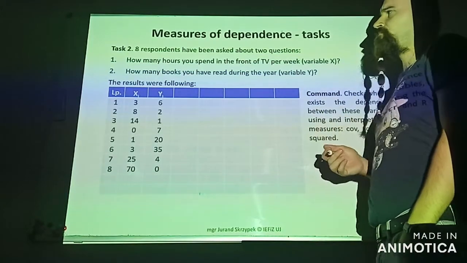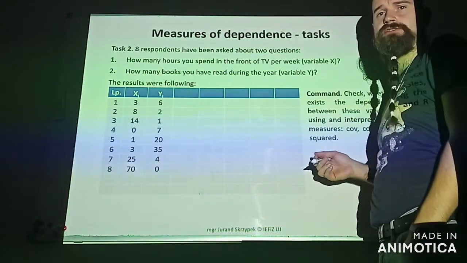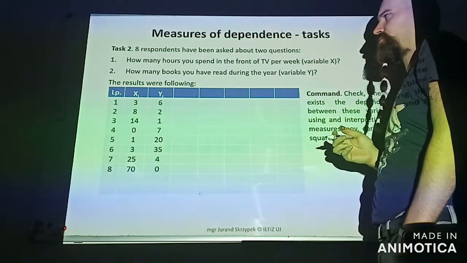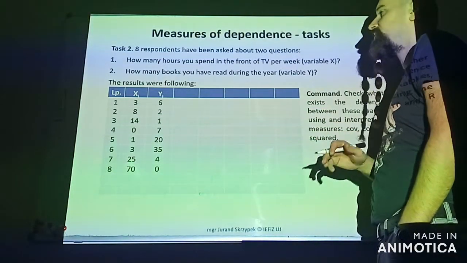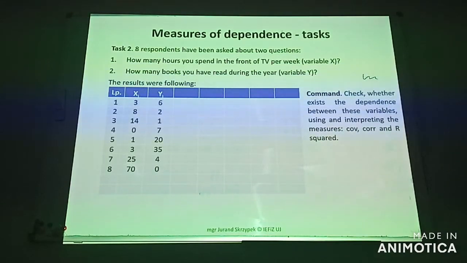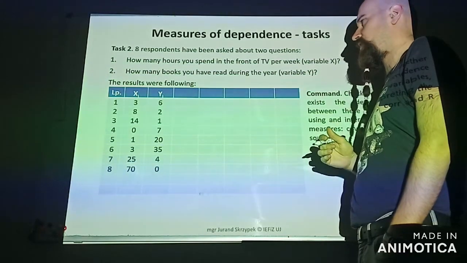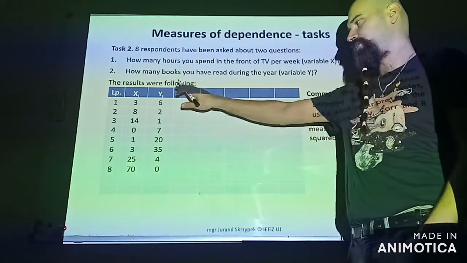Task 2. 8 respondents have been asked about 2 questions. First question is how many hours you spent in front of TV per week. This is variable x. Here we have the column of x. And the second one is how many books you have read during the year, variable y.